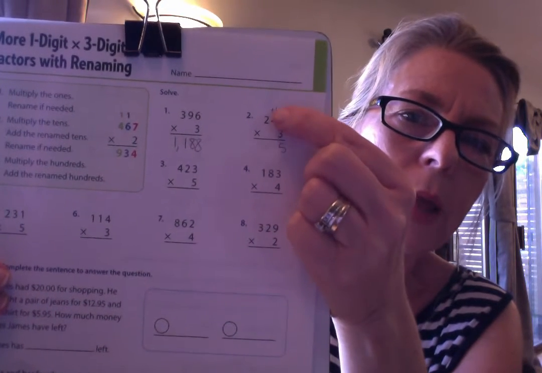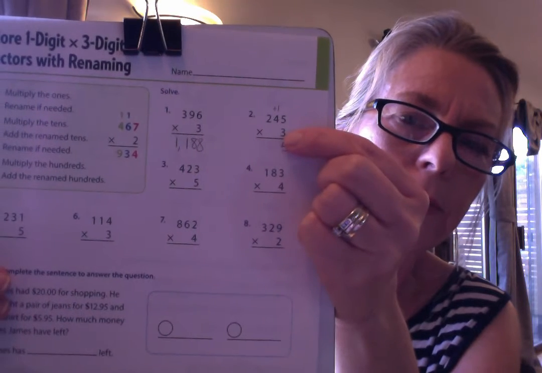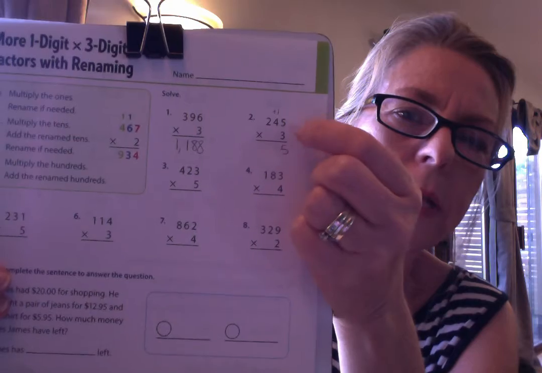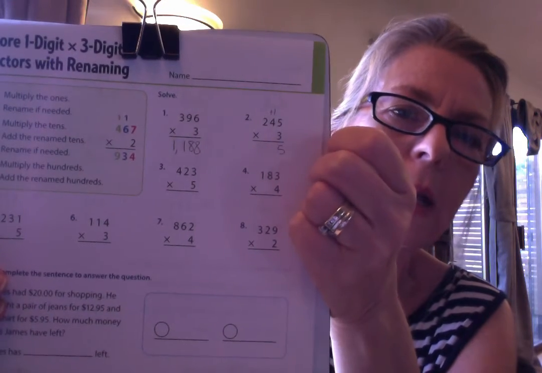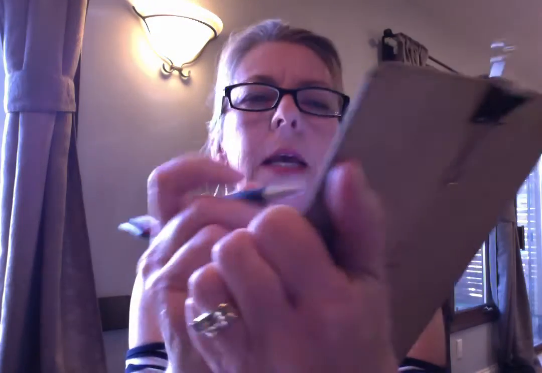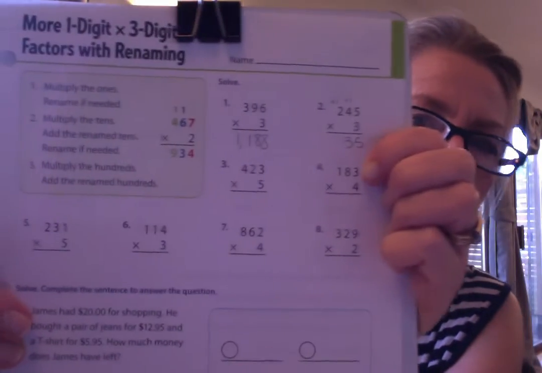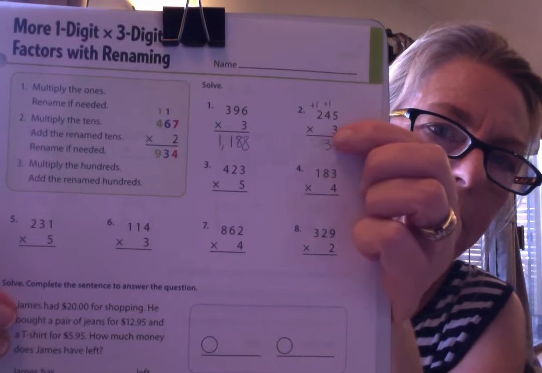All right, so we have our plus 1 up there. Now we multiply 3 times our 4 tens, so 3 times 4 tens equals 12 tens plus 1 more 10, and that would be 13 tens. So 13 tens would be 130, or 1 hundred 3 tens. So we put the 1 up in the hundreds column, right? Okay, now we multiply our hundreds.